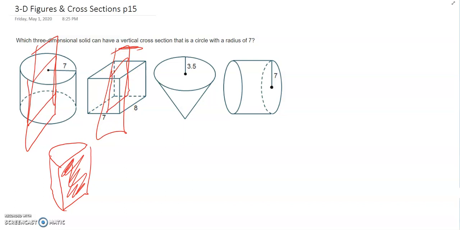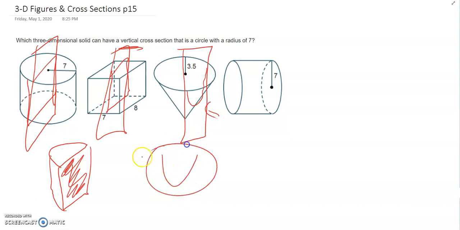This one you're actually going to get either a hyperbola or a triangle, depending on where you cut it. So if I was to cut with a cross section, you're actually going to cut this shape right here. If you look at it from the side view, it actually makes a parabola or hyperbola shape that you may have learned about in Algebra 1. So not quite exactly the shape we're looking for here, not a circle. If you did a horizontal cross section, you would get a circle, but it is asking for a vertical one.